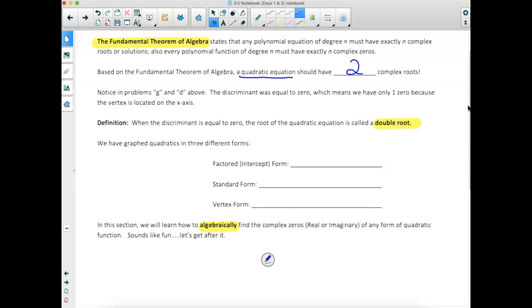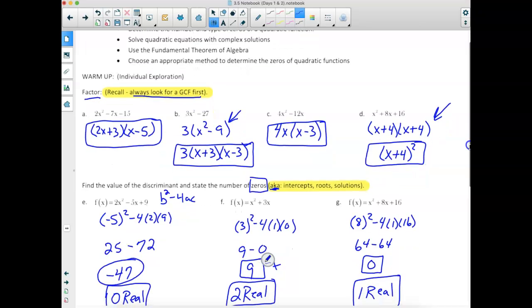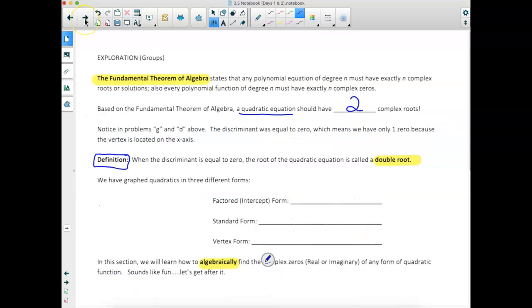However, if we think about a definition here, when the discriminant is equal to 0, the root of the quadratic equation is called a double root. The reason for that is, check it out, when I factor that, I actually have two factors. Because they're the exact same factors, that's why it's a double root, okay?